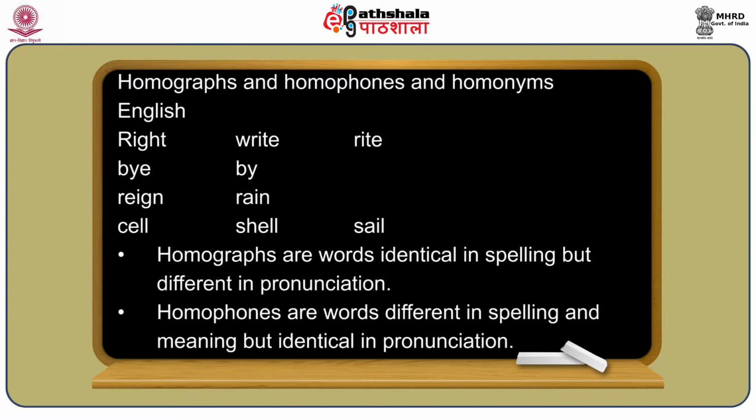When we compare all these three types of words described above, we find that homonyms are words identical in both spelling and pronunciation and have different unrelated meanings. The homographs are words identical in spelling but different in pronunciation. These again have different meanings. And homophones are words different in spelling but identical in pronunciation and also having different meanings.